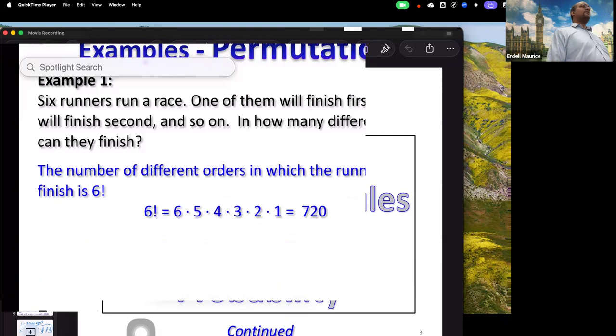Questions there. So then why is it not simply a 1 out of 720 chance for somebody to win the race?